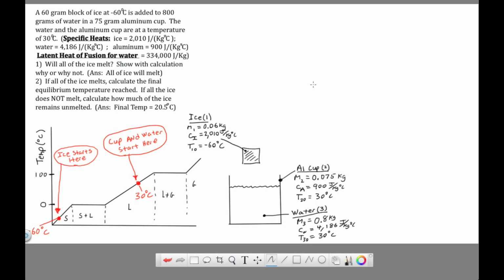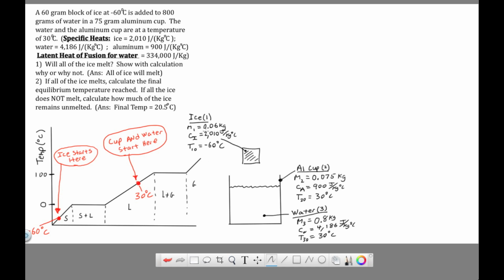So here we have a calorimetry problem that involves phase change. The situation is a sample of ice is dropped into warm water that's being held in an aluminum cup. And the first question is, will all the ice melt?